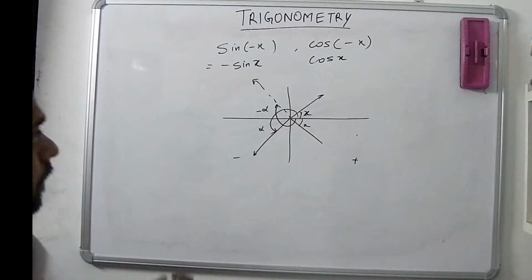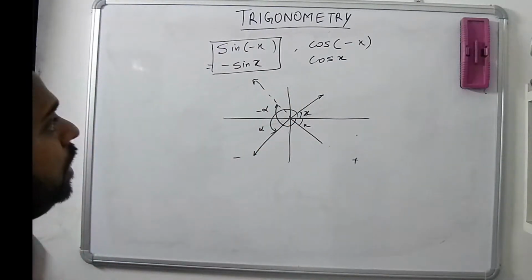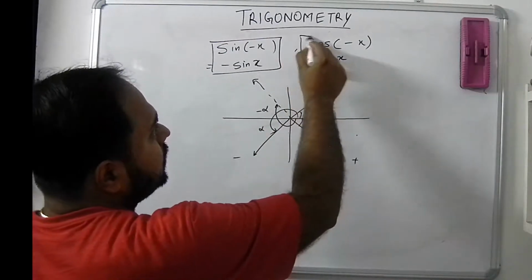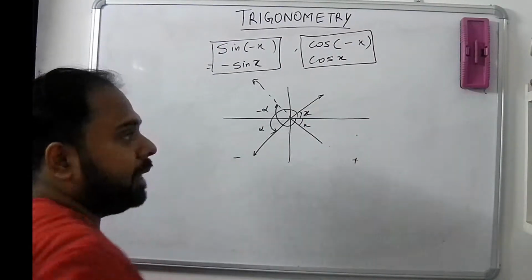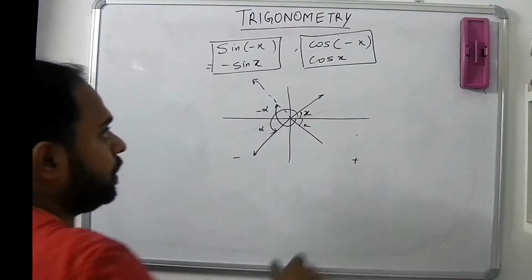So these are the two things that we have to remember. These are key facts for sum and differences of angles. We have to remember that sine of minus x is minus sine of x, and cos of minus x is cos of x, and we have to remember this image, right? Why it is so, right?